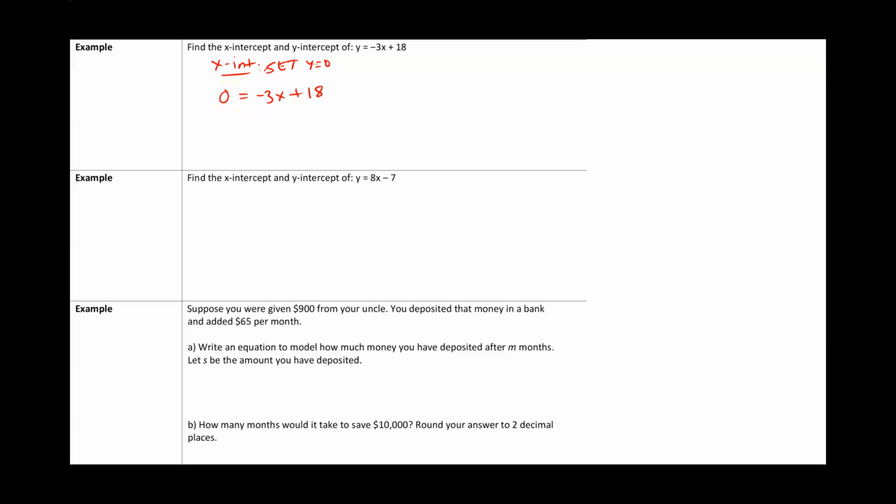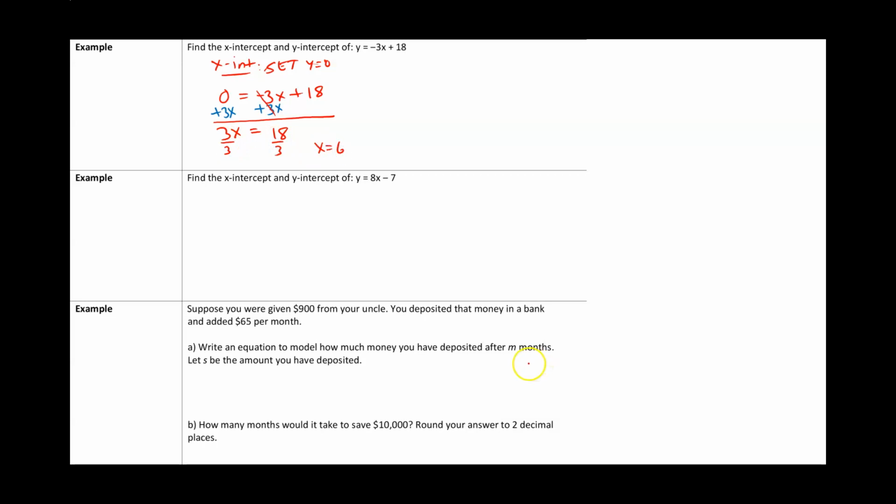This is an equation. For any equation, we have to get the variables on one side and the numbers on the other side. So I can either add 3x or I can subtract 18. It doesn't matter. I'm going to add 3x. So what that does is on the left side, I get 0 plus 3x, which is 3x. On the right side, I get 18. And since the x is being multiplied by 3, I divide by 3, and I get x equal to 6.